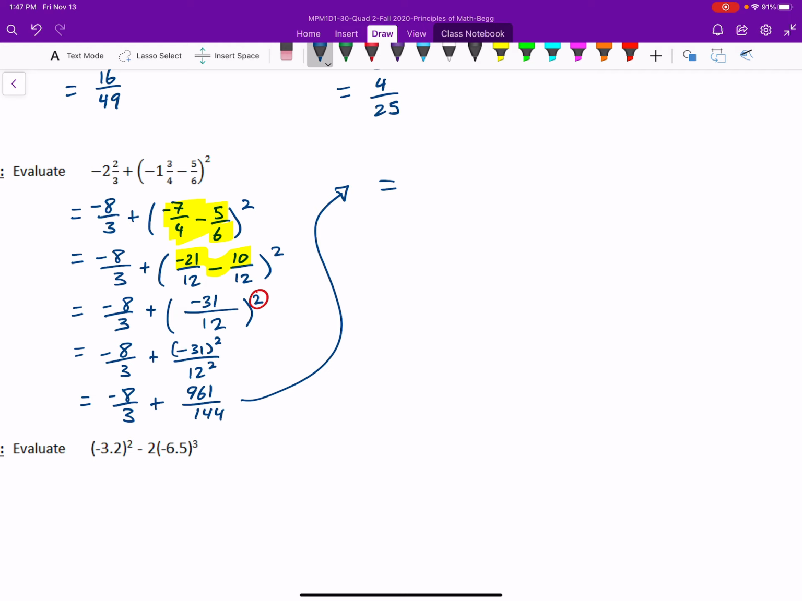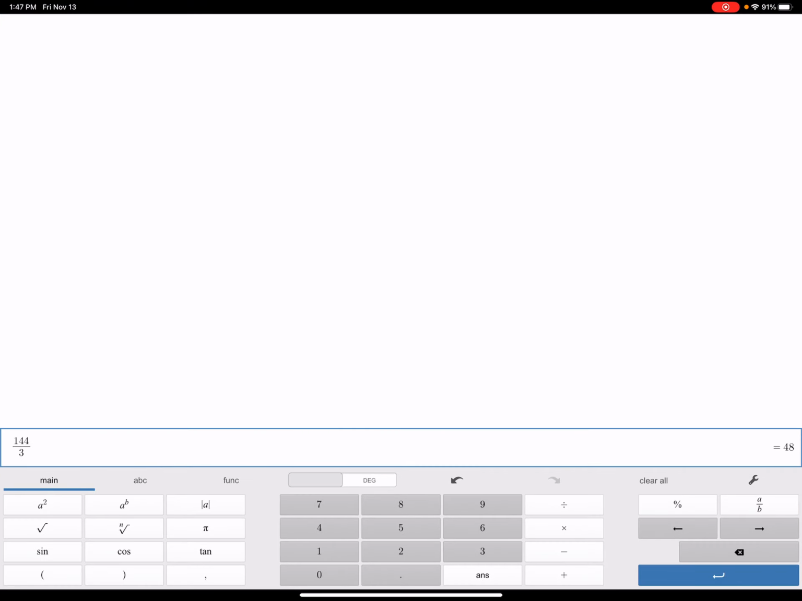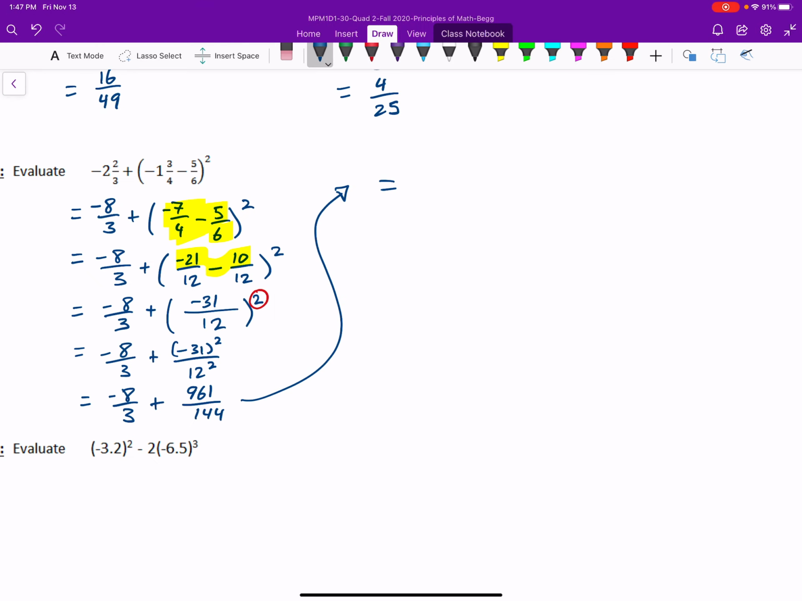So I need to multiply the top and the bottom of the first fraction by 48. So 8 times 48 is 384. So getting a common denominator, I've got 384 over 144, because I had to multiply top and bottom by 48 to get that common denominator, plus 961 over 144. Again, I'm only going to add the numerators.